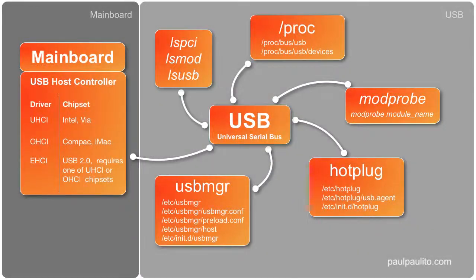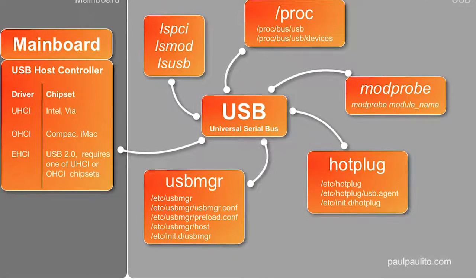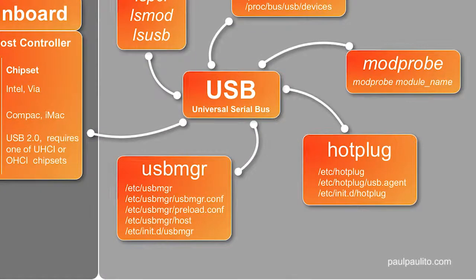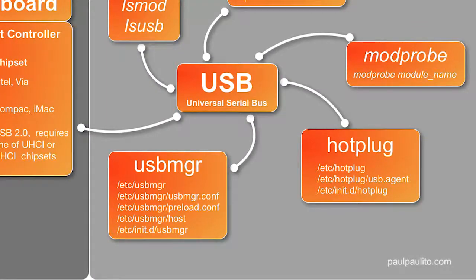Hotplug and USB Manager. USB is a hotplug system. That means that devices can be connected or disconnected while the PC is switched on. Basically, there are two different approaches to provide this capability. Hotplug provides hot plugging capability for many different systems, such as USB or PCMCIA. USB Manager allows hot plugging capability only for USB.